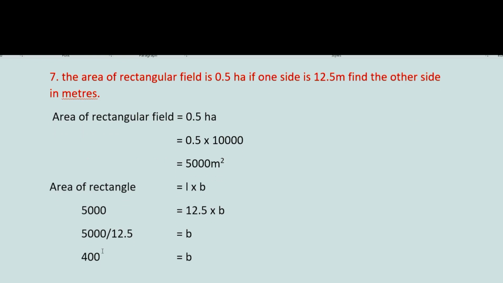Next sum, number 7. The area of a rectangular field is 0.5 hectare, if one side is 12.5 meter, find the other side. Yes, the area of the rectangular field is given to you, that is 0.5 hectare. So let me convert into meter square, because hectare is there and the other side is given in meter, so I will convert the hectare into meter. So 0.5 hectare was the area. 1 hectare is equal to 10,000 meter square. So when 1 hectare is 10,000 meter square, 0.5 hectare is equal to 0.5 into 10,000.